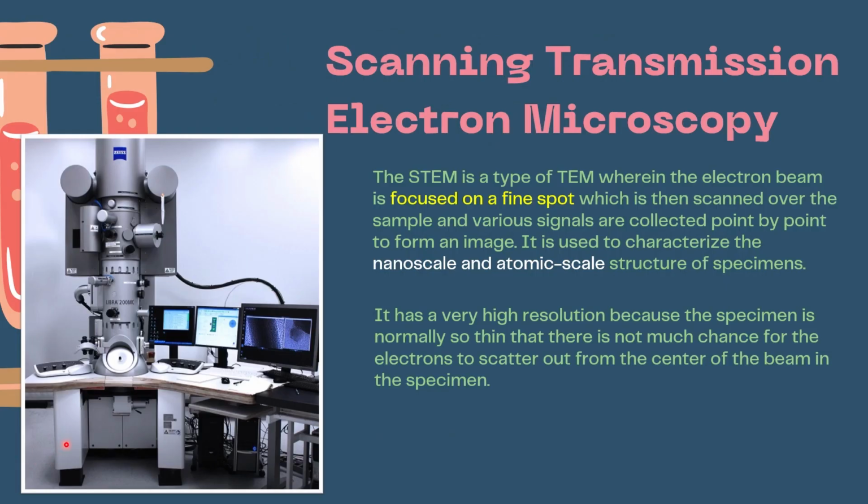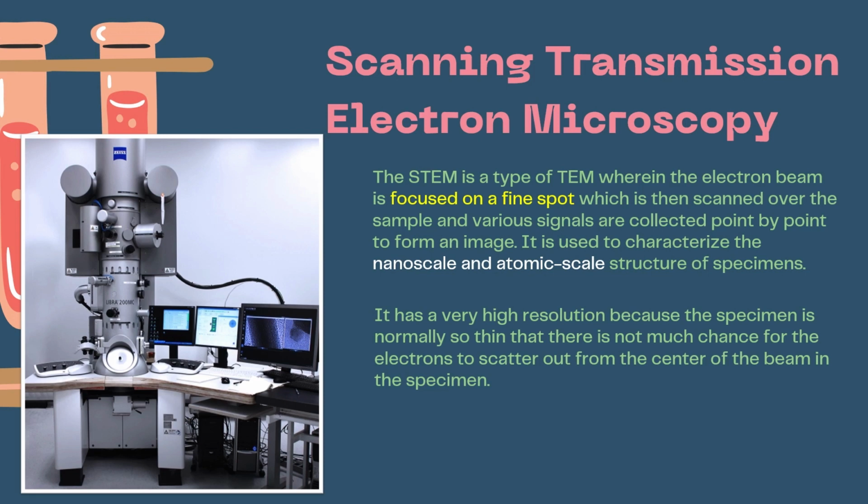Next is the scanning transmission electron microscopy. The STEM is a type of TEM wherein the electron beam is focused on a fine spot which is then scanned over the sample, and various signals are collected point by point to form an image. It is used to characterize the nanoscale and atomic scale structure of specimens.